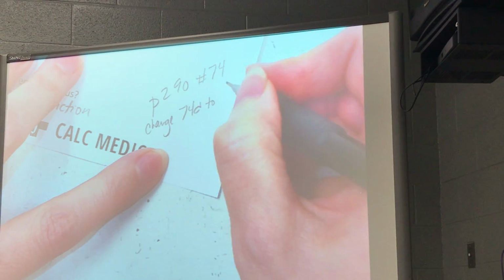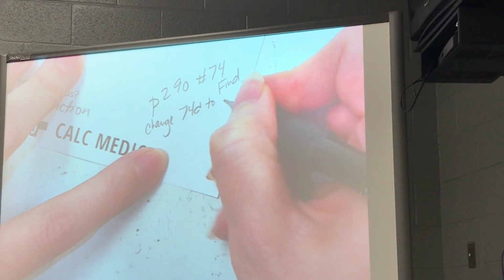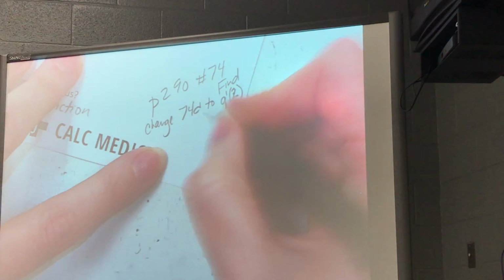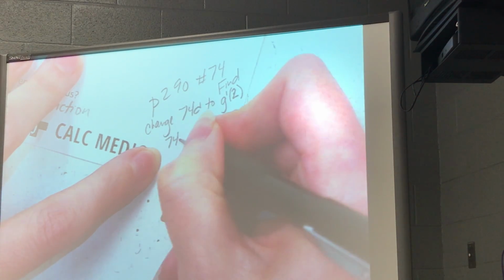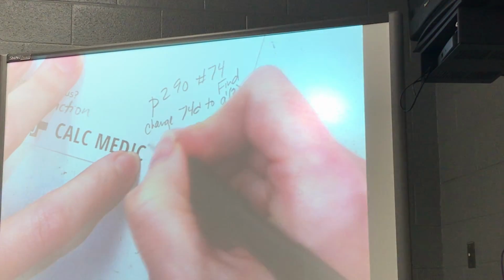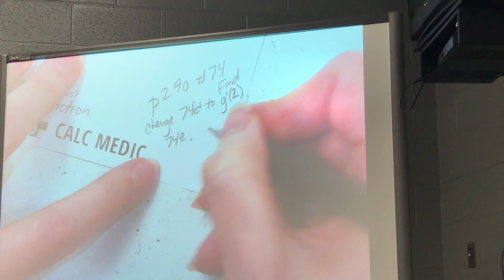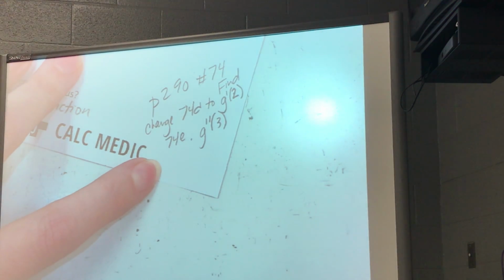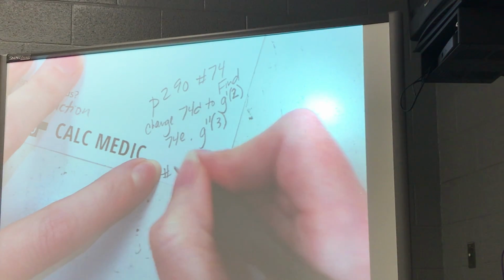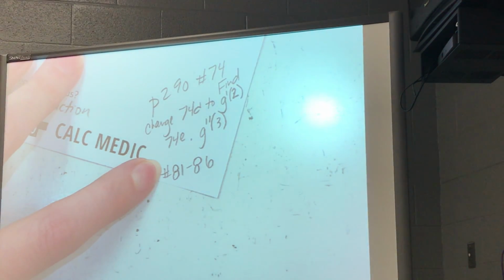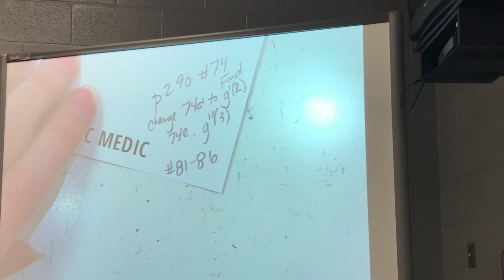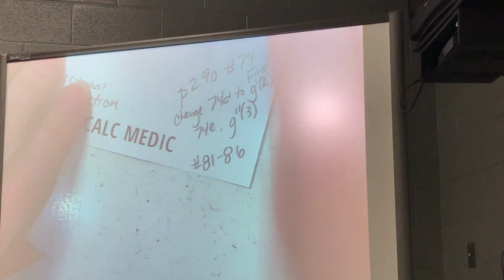All I want you to do is find g prime of 2 for 74D. And then you're going to add a 74E. There isn't a 74E. I want you to find g double prime of 3. And then I just want you to do 81 through 86. Now 81 through 86 is going to take you maybe 3 minutes. It won't take long at all.